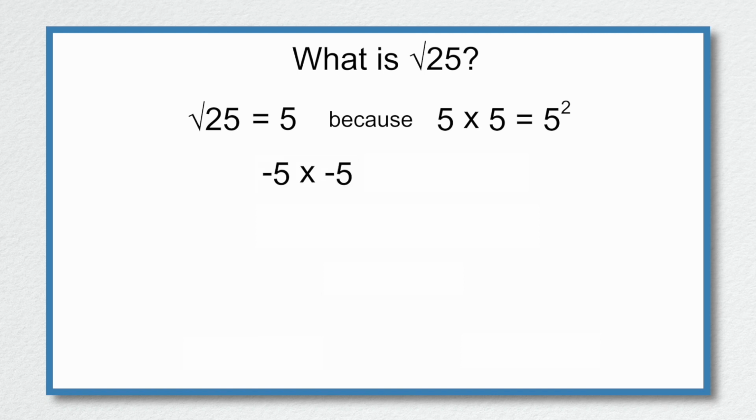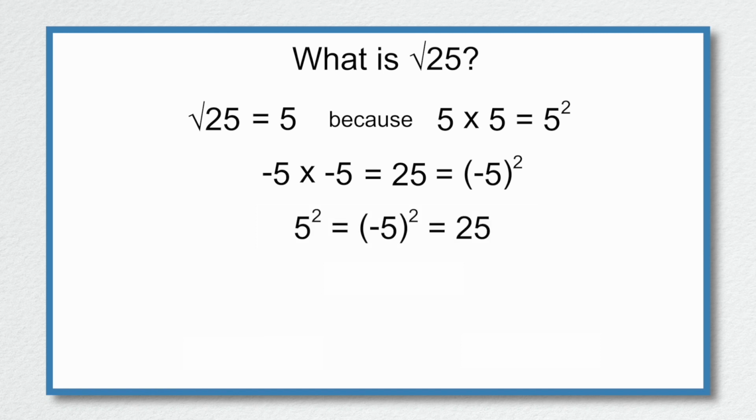But what's negative 5 multiplied by negative 5? Well, negative 5 multiplied by negative 5 is also equal to 25. Remember, a positive multiplied by a positive gives a positive answer. A negative multiplied by a negative is going to give a positive answer. So because 5 multiplied by 5 is equal to 25, and negative 5 multiplied by negative 5 is equal to 25, this also means that 5 squared is equal to negative 5 squared, which is equal to 25.